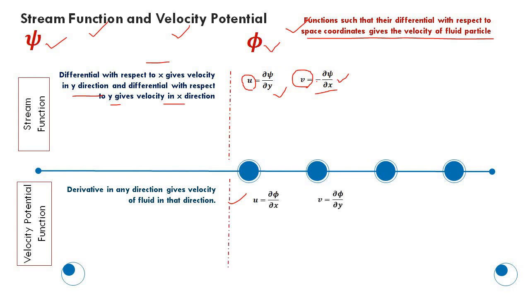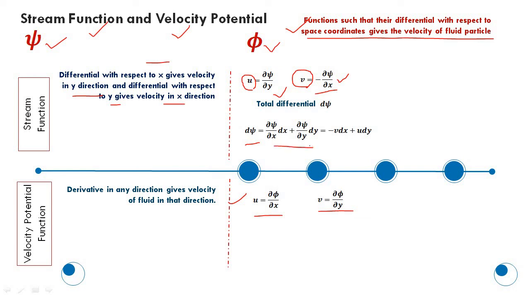Similarly, how can we define the velocity potential function? u equal to dou phi by dou x, v equal to dou phi by dou y. So differentials with respect to space coordinates give the respective velocities. Okay, then in mathematics we know what a total differential is. The total differential of any function, for example the stream function, d psi, is dou psi by dou x into dx plus dou psi by dou y into dy.